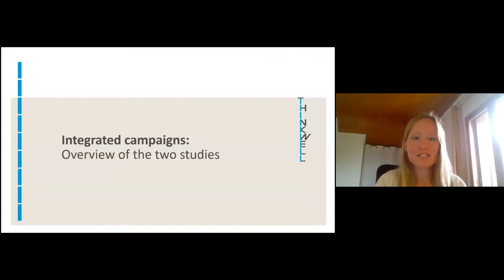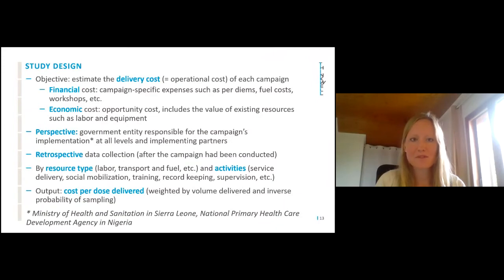So now let's dive into the two studies on integrated campaigns. The objective of both of these studies was to estimate the delivery cost, which is sometimes also referred to as operational costs of each of these campaigns. And so we estimated both the financial cost as well as the economic cost. For those not familiar with those terms, financial costs are financial outlays specific to the campaign. For example, that includes per diems or fuel cost or the cost of organizing workshops, things like that.